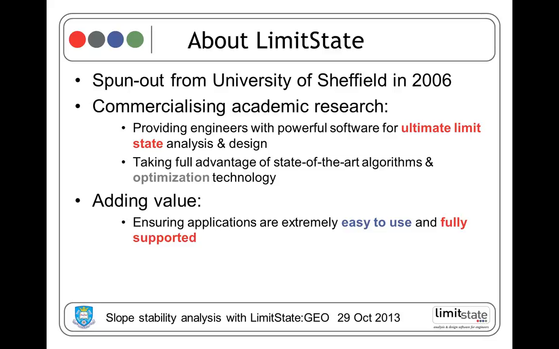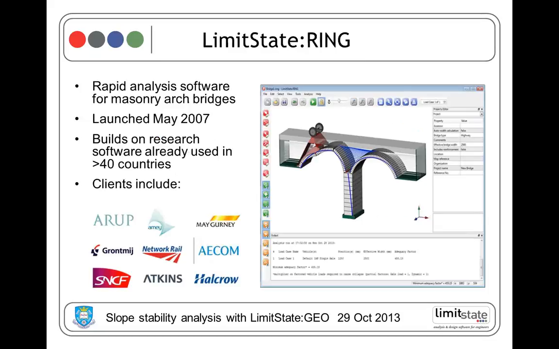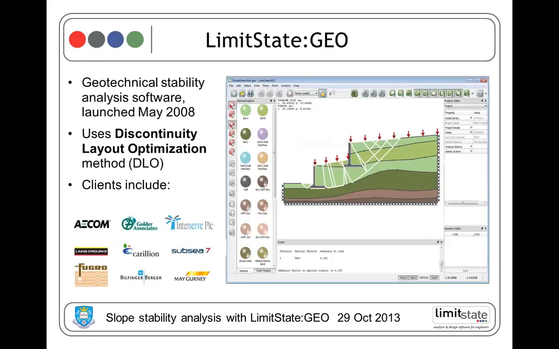It has a sophisticated testing system in place. That means every time the software is changed, over 800 tests are automatically run to ensure the software does what it's supposed to do. Now, the company has 2 products at present. LimitState Ring, which is used for analysing masonry arch bridges, and the subject of today's webinar, LimitState GEO, which is a computational limit analysis tool for solving geotechnical stability problems.